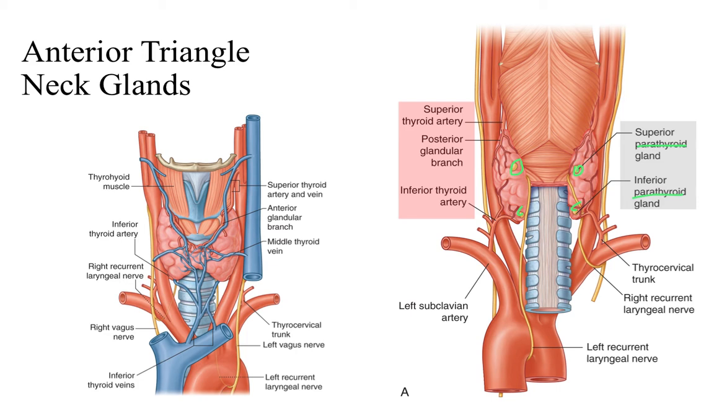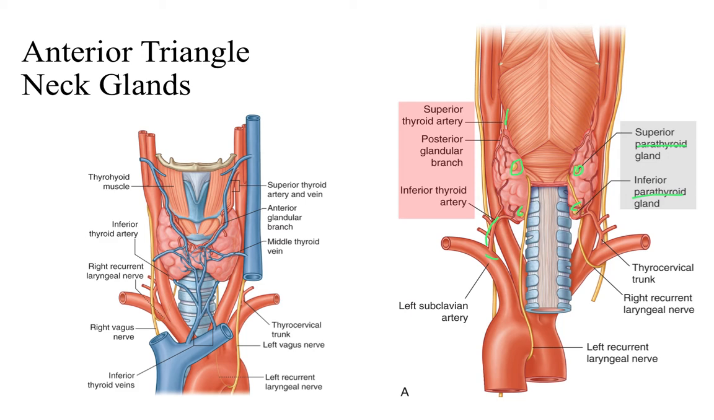The arterial supply to the thyroid gland comes from the superior thyroid artery, which is a branch from the external carotid artery, as well as the inferior thyroid artery, which is a branch of the subclavian arteries. And since the parathyroids are within the thyroid gland itself, they will also be supplied by branches from the superior and inferior thyroid arteries.